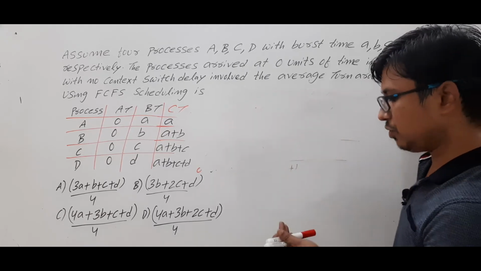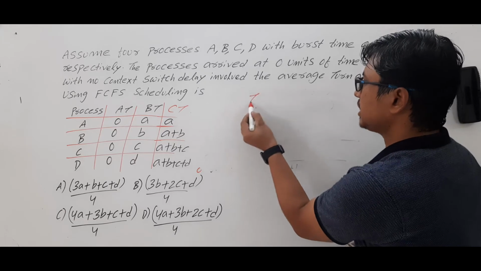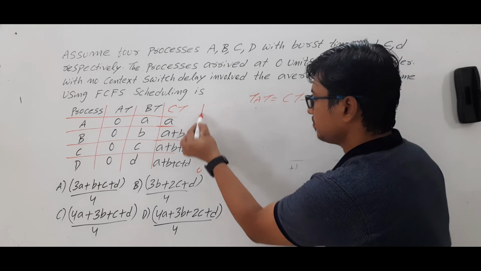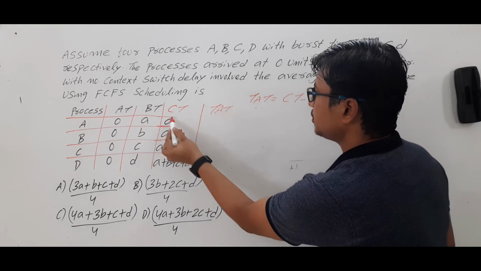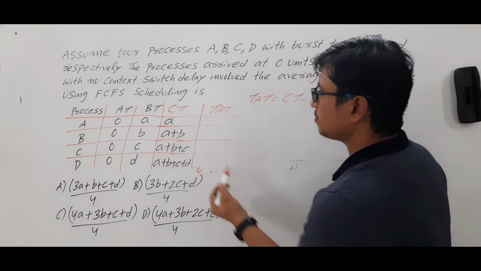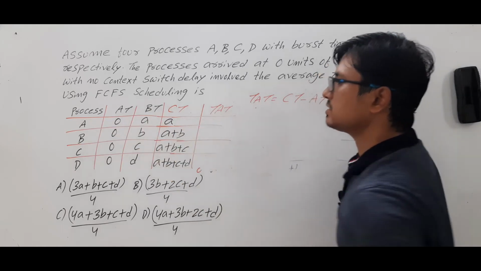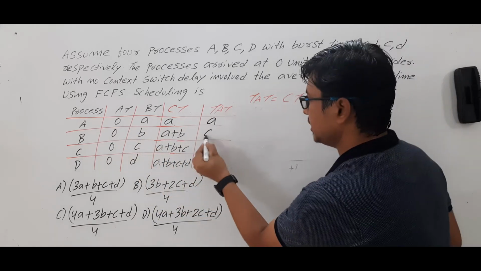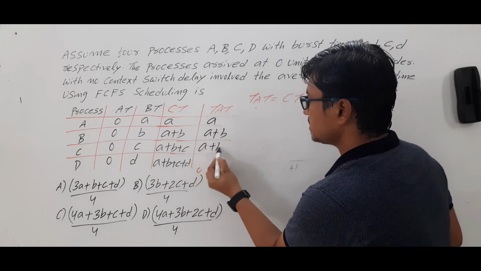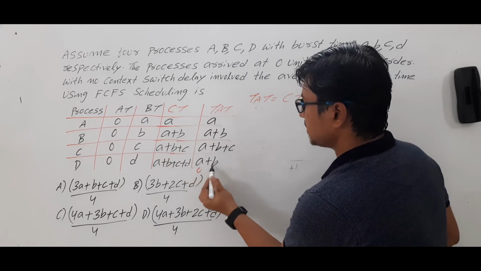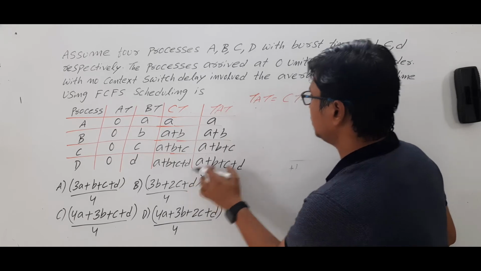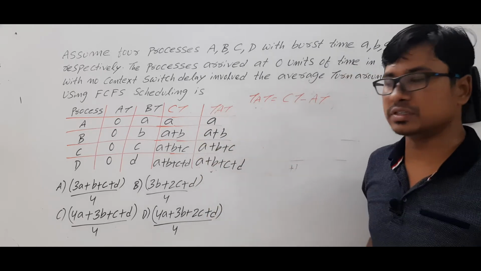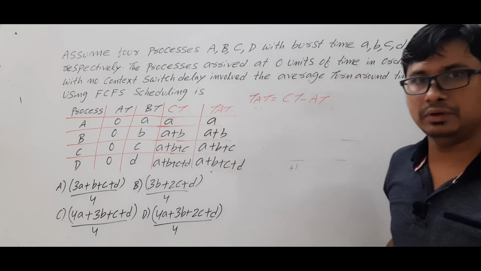Turnaround time is equal to completion time minus arrival time. With this knowledge we will compute the turnaround time of all the processes. Completion time minus arrival time, which will be a minus 0 is a, a plus b minus 0 will be a plus b, then a plus b plus c, and a plus b plus c plus d. So arrival time is 0. So completion time minus 0 will be completion time only. So for all the 4 processes, turnaround time is equal to completion time.